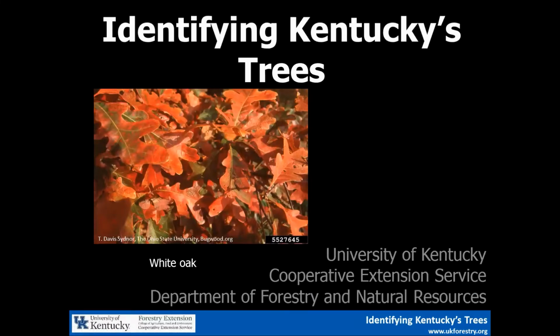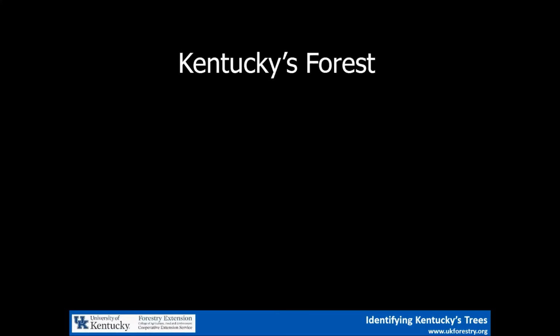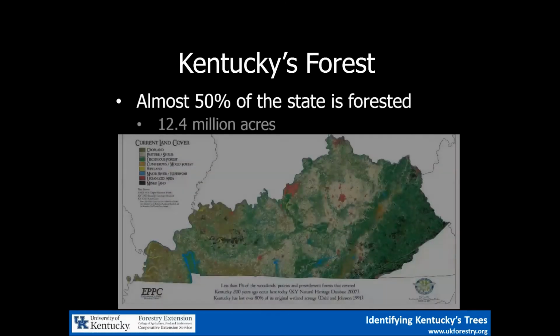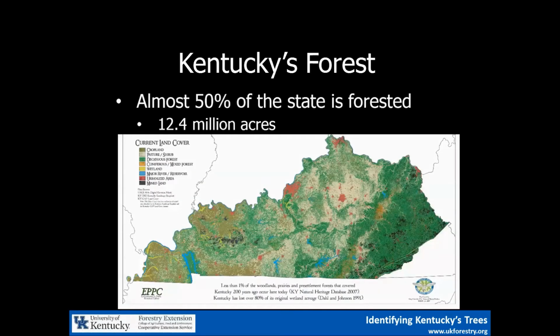It's great. So before we get into actual identification, I wanted to talk a little bit about Kentucky's forest. They are very important in this state. Almost half of our state is covered in forest land. That's 12.4 million acres. And as you can see from this map, all of the dark green represents our forested areas in the state. And we've got a lot of that in the eastern half. And right where my cursor is going right now is the Daniel Boone. And then we have lots of pockets of dark green throughout the state. The red represents urban area and the tan is our pasture land.